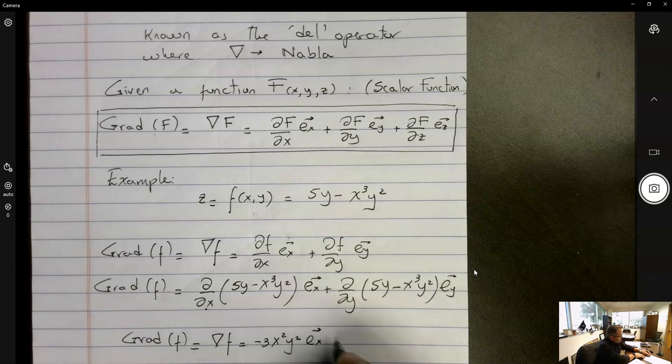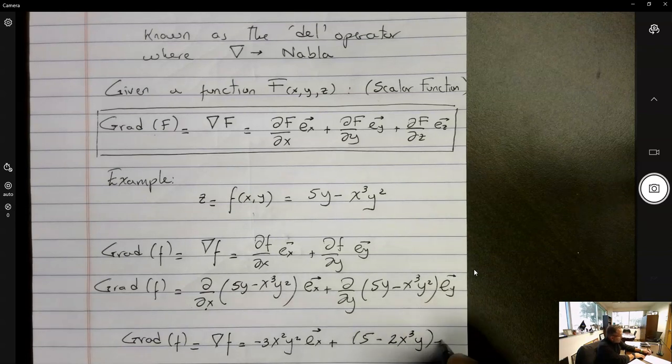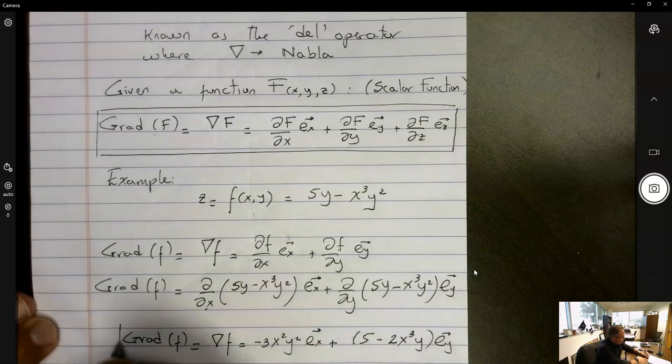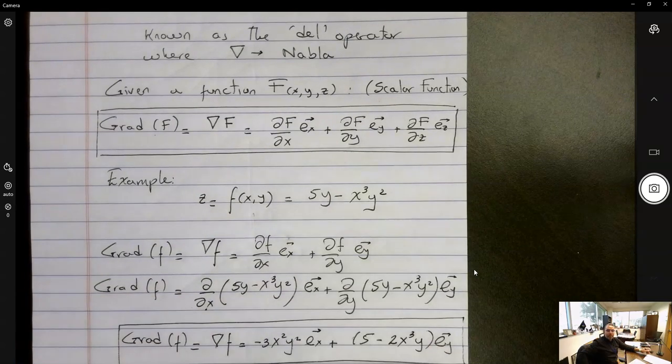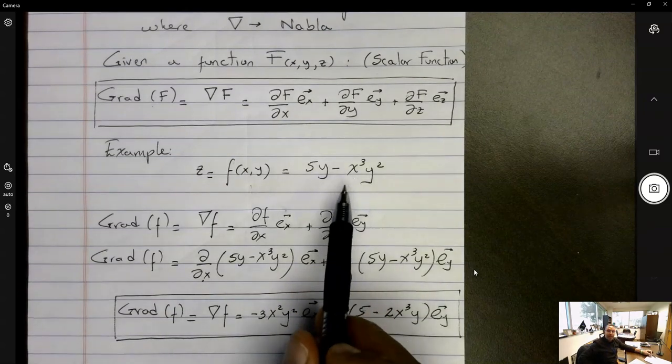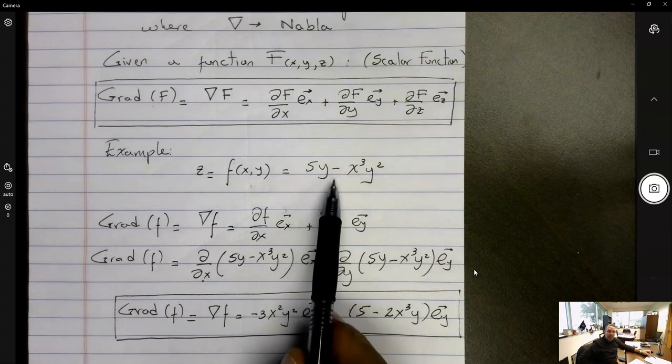in the x direction. Plus, when you take the derivative of these with respect to y, you end up with 5 minus the derivative of these with respect to y, which will be 2x cubed y, in the y direction. So notice how we magically took a scalar function like this. Scalar, it doesn't have direction. You evaluate this at every point of x and y, you just get a number. Okay, you don't get a vector.